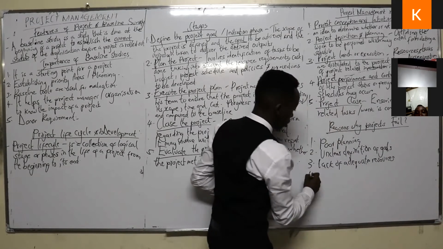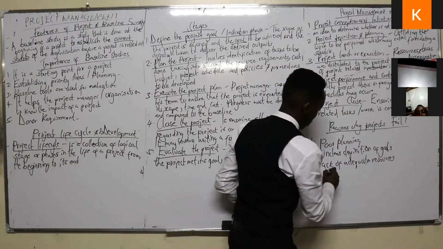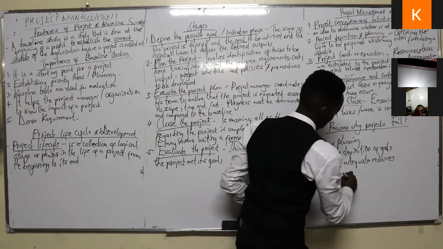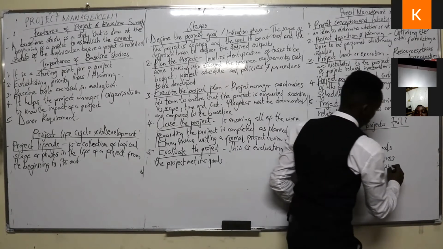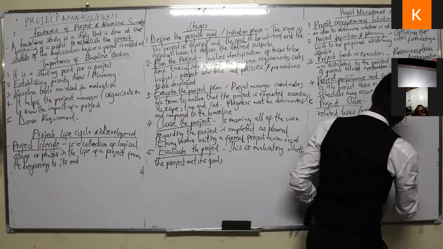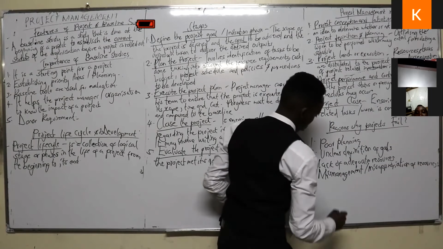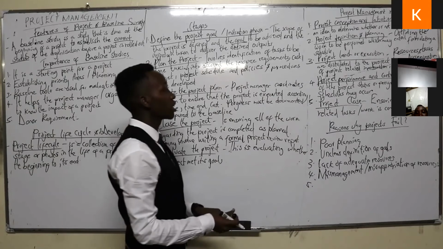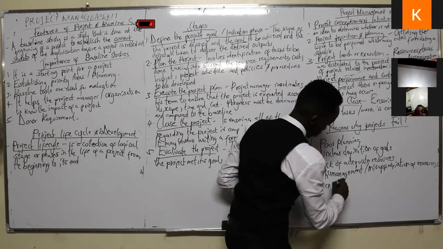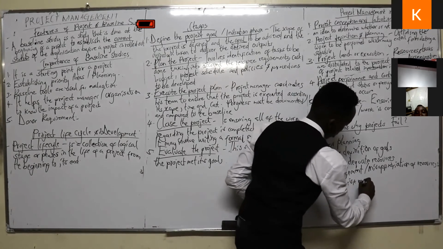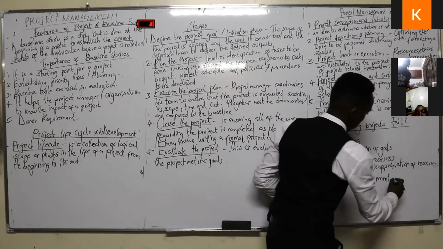Also, with regards to these resources, even if they are inadequate, there is also mismanagement or misappropriation of resources. Also, lack of proper risk identification and mitigating plans. So also lack of risk management, lack of risk management mechanisms.